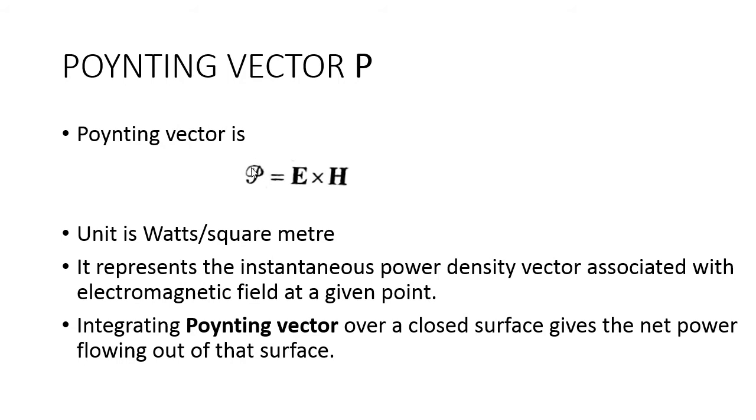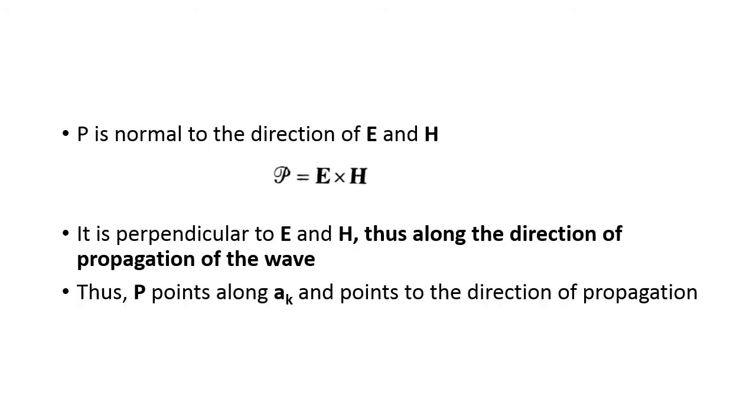When you integrate this over an area, this is power per unit area. So when you take the surface integral of P, what you get is the total power flowing out of that surface. To get the total power, you have to take the surface integral of the Poynting vector.